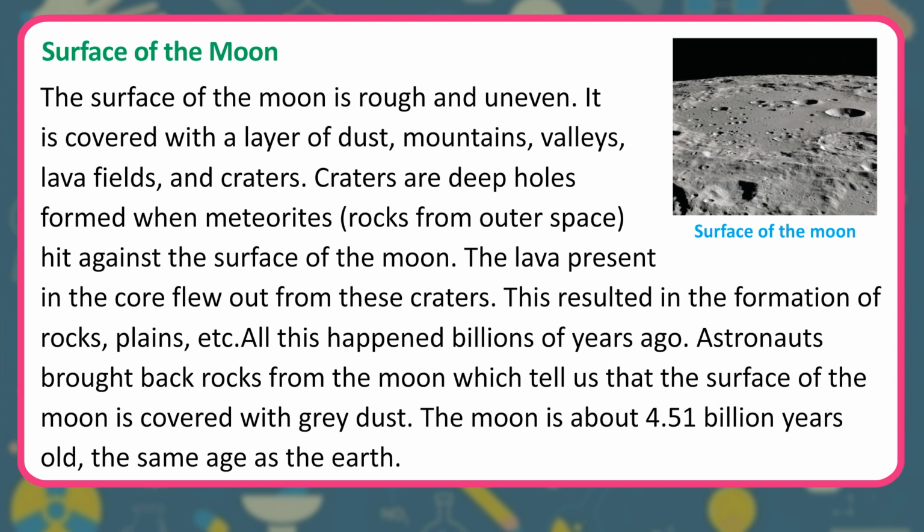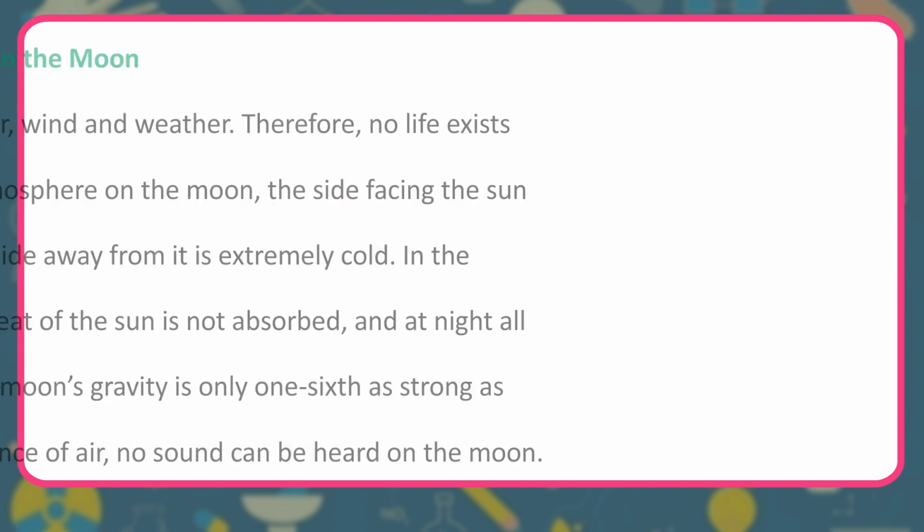The lava present in the core flew out from these craters. This resulted in the formation of rocks, plains, etc. All this happened billions of years ago. Astronauts brought back rocks from the moon which tell us that the surface of the moon is covered with grey dust. The moon is about 4.51 billion years old, the same age as the Earth.